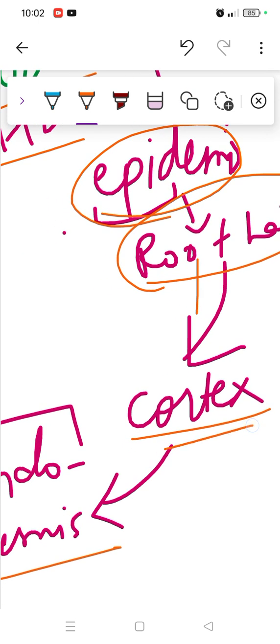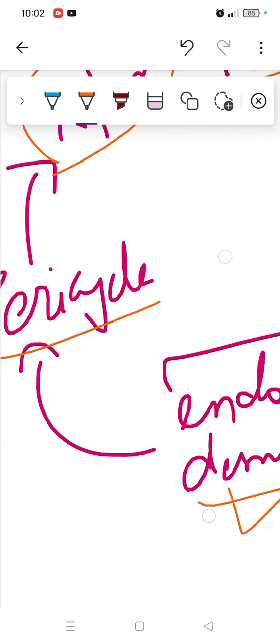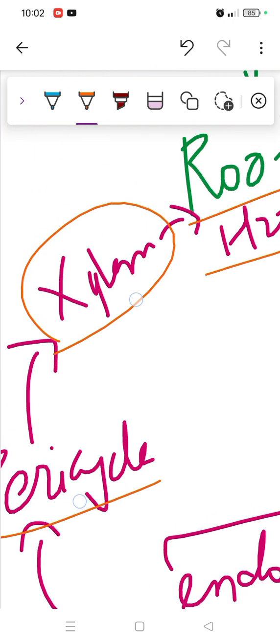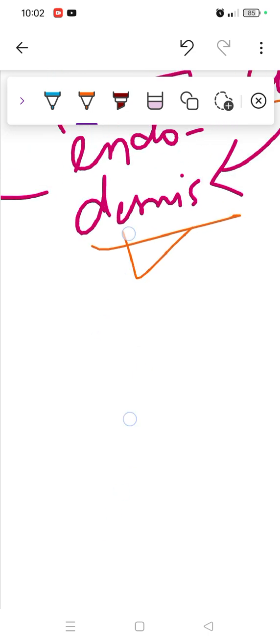Then it will go to the cortex, then the endodermis. Endo means inner one, then the pericycle, and then the xylem. So this is the complete flowchart. Today we'll see a little more depth and more about this topic. So first thing, we are going to discuss about roots.